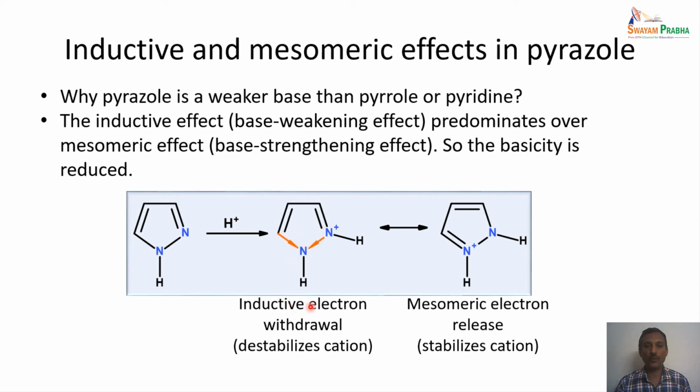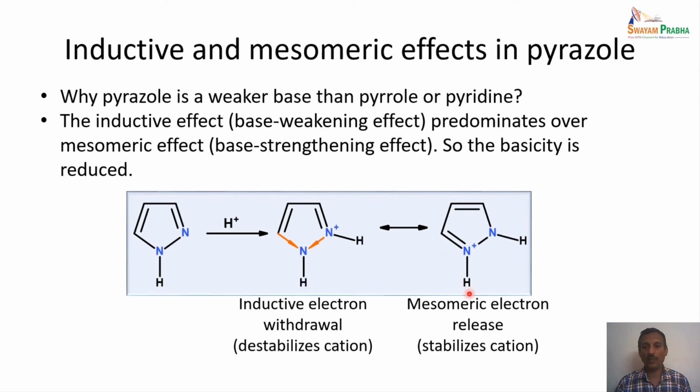So there is an inductive electron withdrawal operating here, and this destabilizes the cation. That means we have a pyrazole. When protonation occurs, it actually happens on the pyridine nitrogen. So when the protonation happens on the pyridine nitrogen, this nitrogen becomes N plus, but unfortunately the neighboring nitrogen pulls the electron towards itself. So inductively it is pulling the electron towards this nitrogen. So this is a quite unstable cation, and that is the reason.